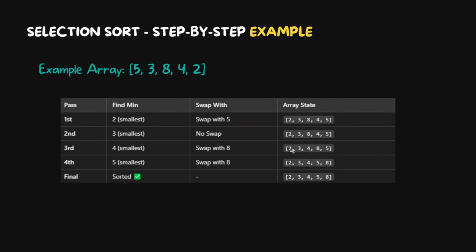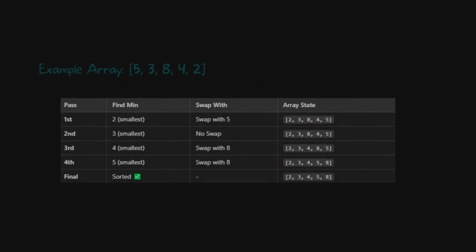In pass 4, we will find the smallest element in 8 and 5. The smallest element is 5. So we will swap 5 with 8. And the result will be 2, 3, 4, 5 and 8. Then finally, the sorted array will be 2, 3, 4, 5 and 8. Notice that in every pass, we pick the smallest number and move it to the correct position.